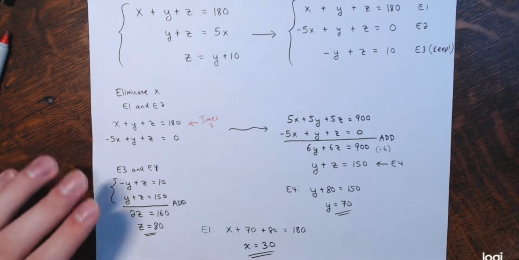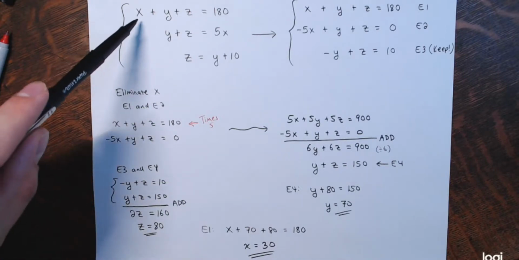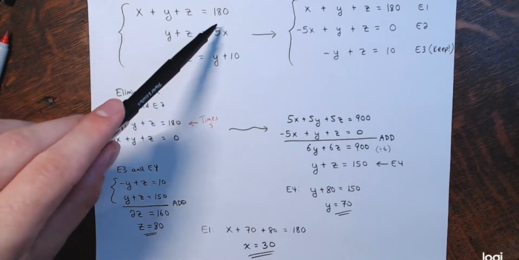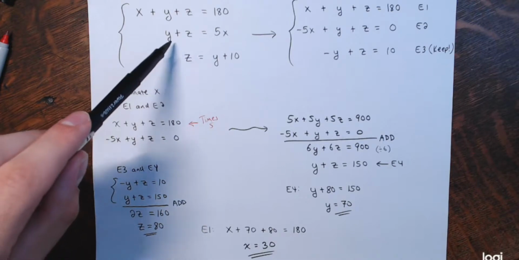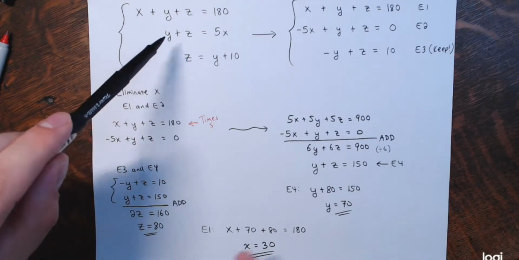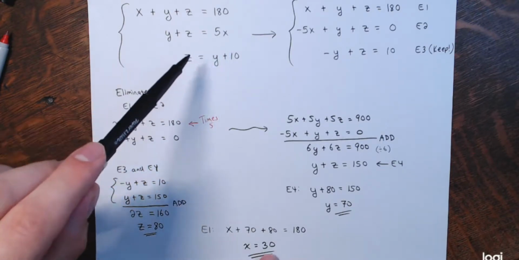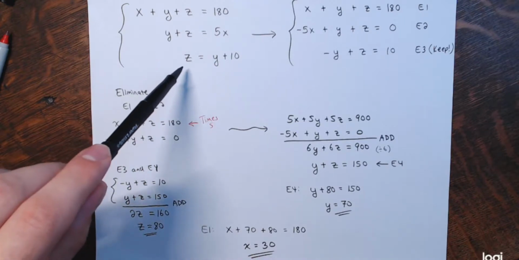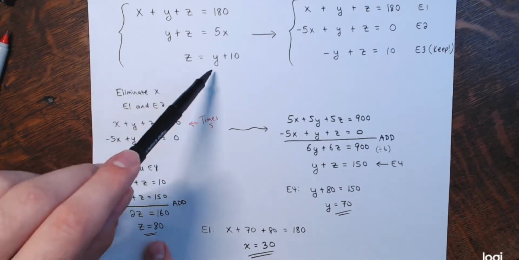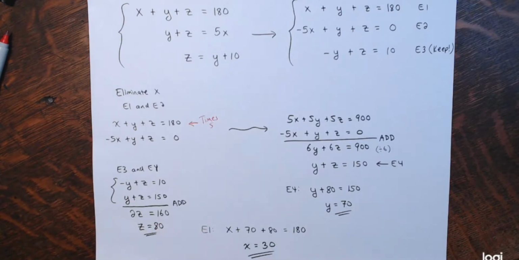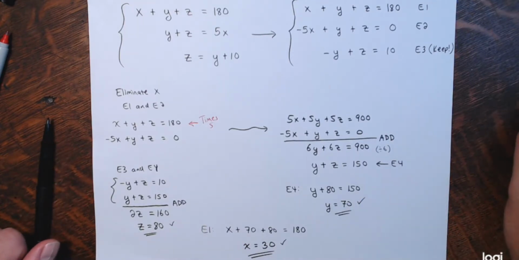And then going back to our original statements, make sure all three are true, right? The sum of the angles is 180, check. y plus z, the second and third angles, add up to 150, which is 5 times 30, so that's good. And then the third angle, 80, is 10 more than the second one. 80 is 10 more than 70, that's good as well. So these all check out. These form the solution of the system, 30, 70, 80, in that order.